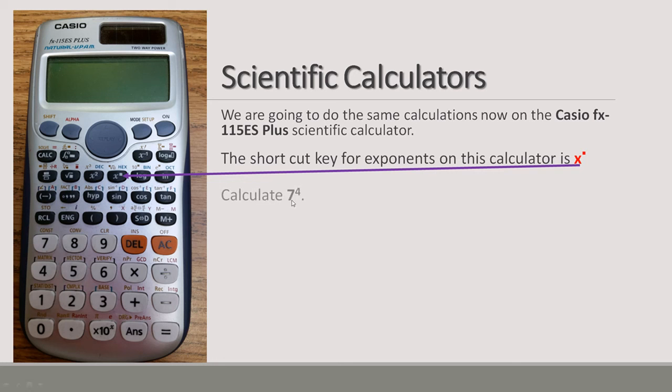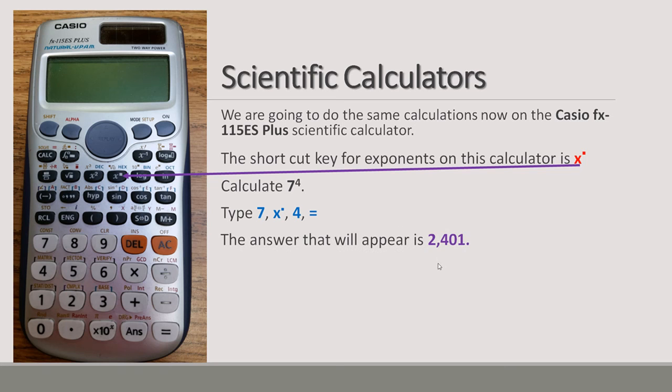All right, we're going to do 7 to the 4th power. Don't tell me you already know the answer. We're going to do it anyway. We're going to type in 7, X with the dark box, your exponent key, 4 and the equal sign, and get 2,401.